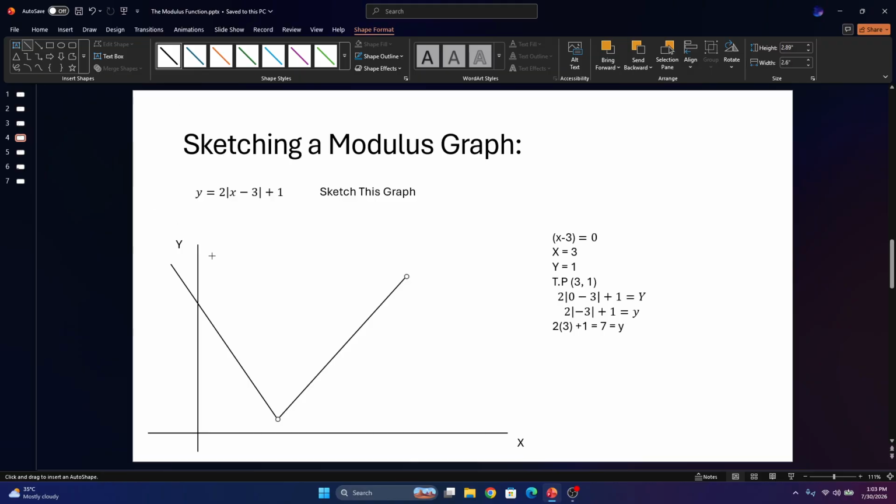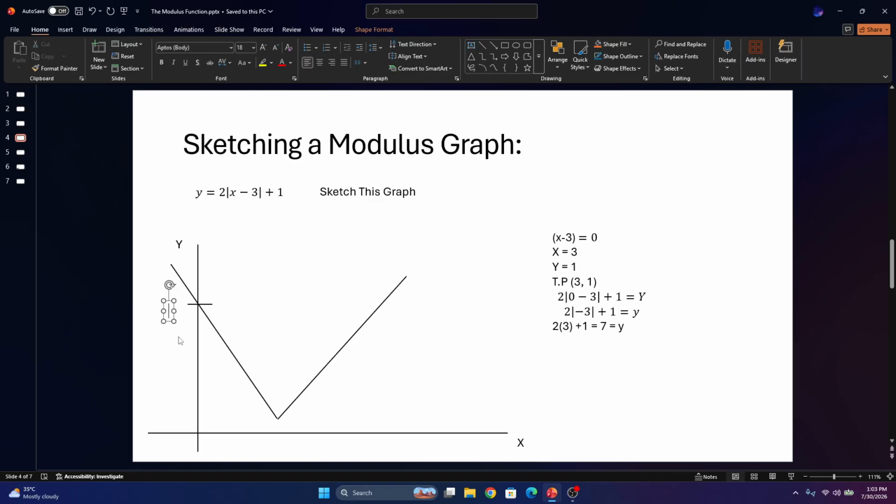Now that we have sketched this, we are just going to label the points at which the graph cuts the y-axis, and the points of the turning point. So now we're going to insert a text box right here. We can just say that this is 7. As you can see, this is the point where the graph cuts the y-axis, and we calculated that to be 7.